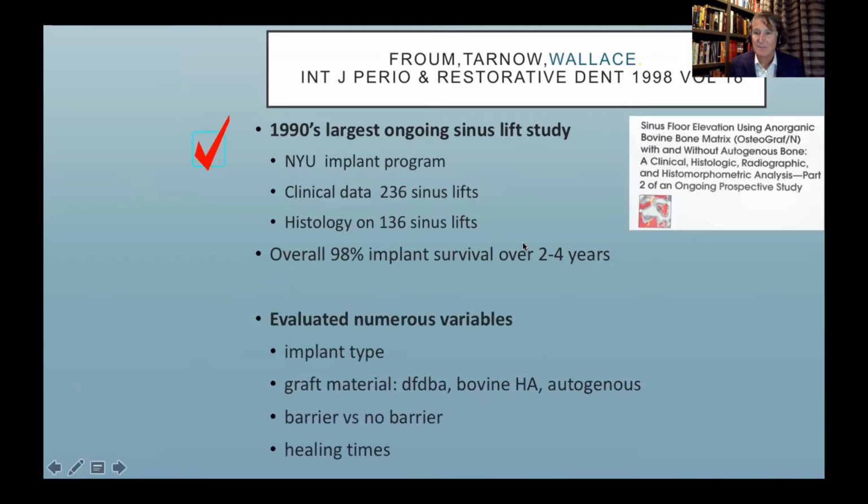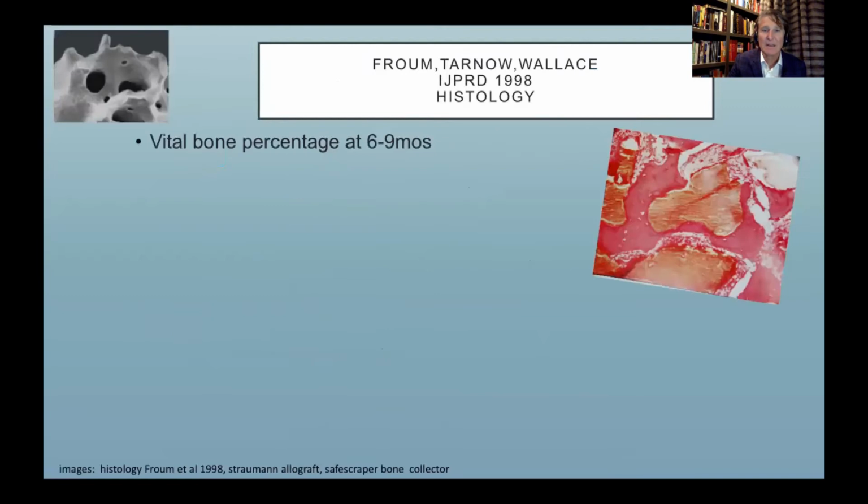And what they did uniquely in this study was they looked at the different factors that made success. So what type of implant, what type of graft material, whether a barrier was used, and what the effective healing time was. So it was a whole series of studies. So very well done. Vital bone percentage at 6 to 9 months.